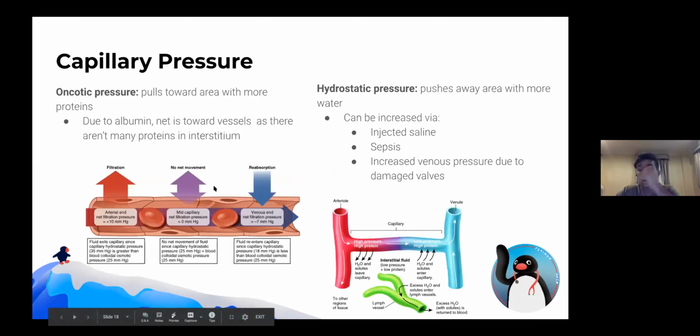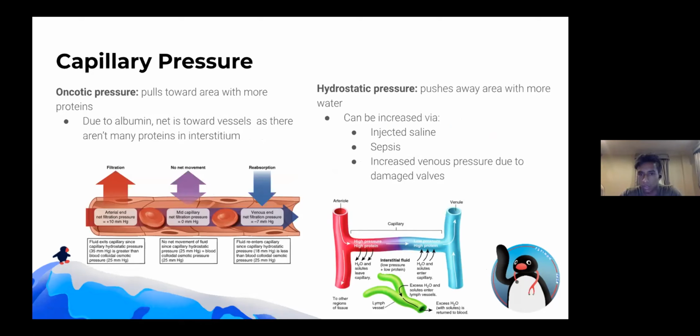Yeah, so there are two types of forces in capillary pressure: oncotic and hydrostatic. This determines the flow of substances within the capillary. Oncotic pressure is when there's a pull towards an area with more proteins, and hydrostatic is looking at your water pressure.